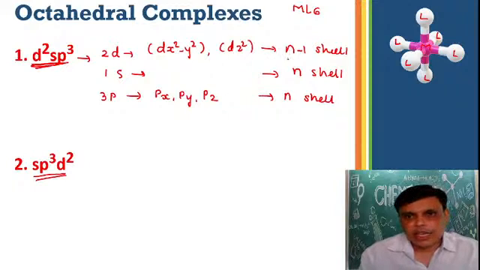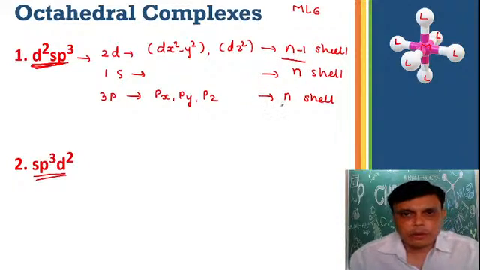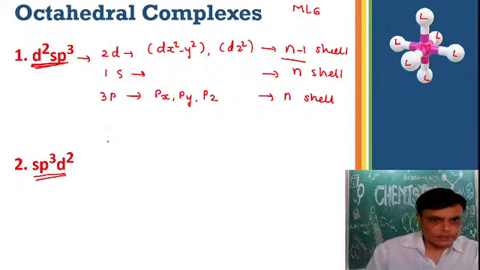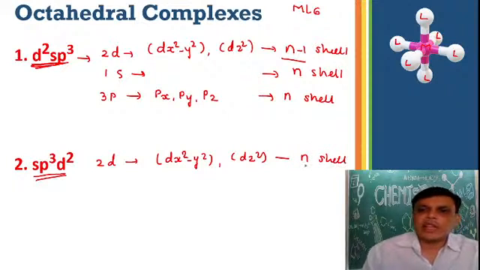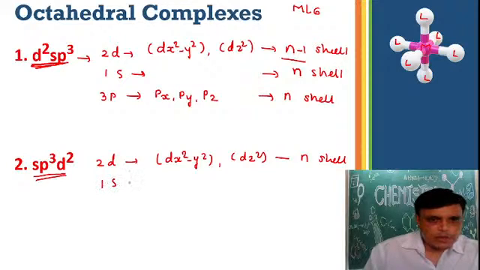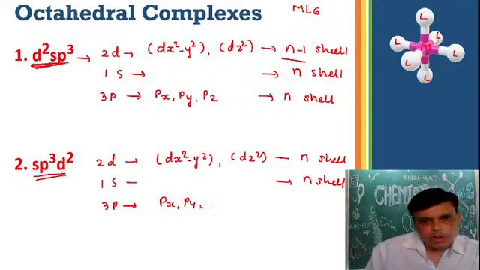Here the d orbitals are from the n minus 1 shell, and s and p are orbitals from the n shell. Now here also, 2d orbitals are involved. Which 2d orbitals? dx square minus y square and dz square. These 2d orbitals are from the nth shell. Then the 1s orbital is involved, again from the n shell, and 3p orbitals, px, py and pz, all from the nth shell.